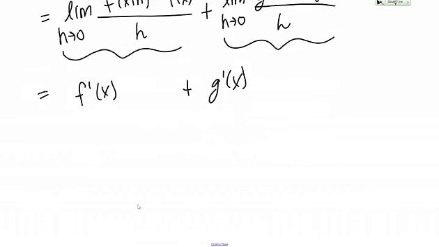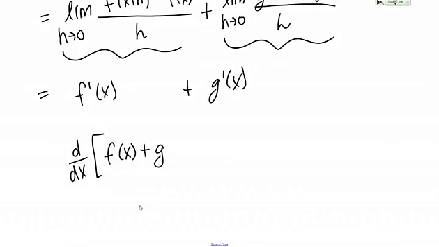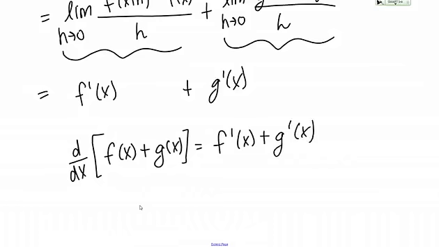So what we've just discovered is a rule for taking the derivative of the sum of functions. So that rule is the derivative with respect to x of f of x plus g of x equals f prime of x plus g prime of x. So the derivative of the sum is the sum of the derivatives.